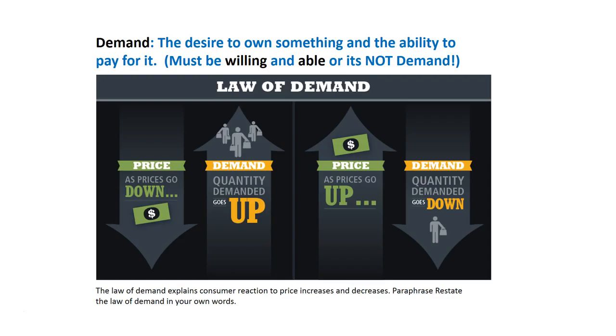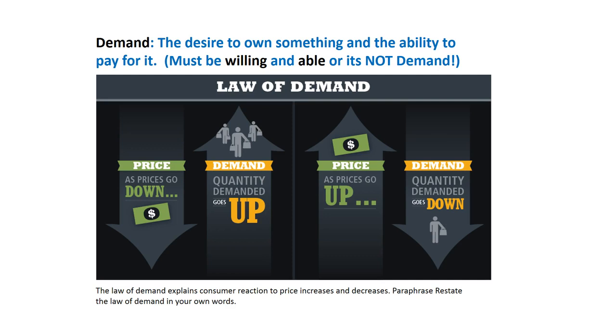So we call demand the desire to own something and the ability to pay for it. The way we measure it is that you have to have both parts of this. You have to desire it, you have to be willing to buy it, but you also have to have the ability to pay for it. You have to be willing and able. Otherwise, it's just that you like something but you can't buy it, or you have the money for something but you really don't want anything that you want to spend your money on. So when you put both of those parts together, you have demand.